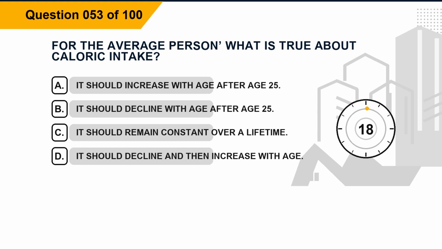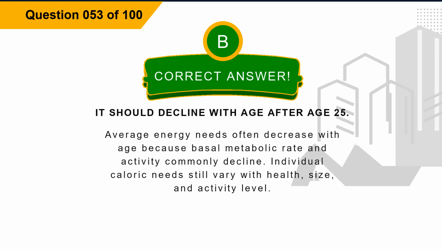Question 53. For the average person, what is true about caloric intake? Option A, it should increase with age after age 25. Option B, it should decline with age after age 25. Option C, it should remain constant over a lifetime. Option D, it should decline and then increase with age. The correct answer is option B. It should decline with age after age 25. Explanation. Average energy needs often decrease with age because basal metabolic rate and activity commonly decline. Individual caloric needs still vary with health, size, and activity level.